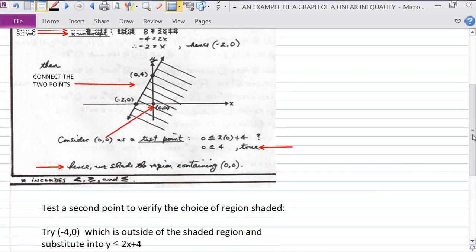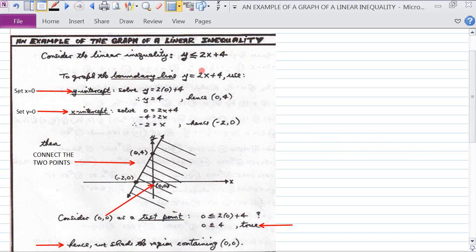So let's go over this again, what we did in this problem. We're given the inequality. We have to set up the boundary line first. And we did this by setting x equal to 0 and finding y equal to 4. So we got this point over here. Then we set y equal to 0 and found x was minus 2. So we have this point right here. We connect these 2 points, and that gives us our boundary line.